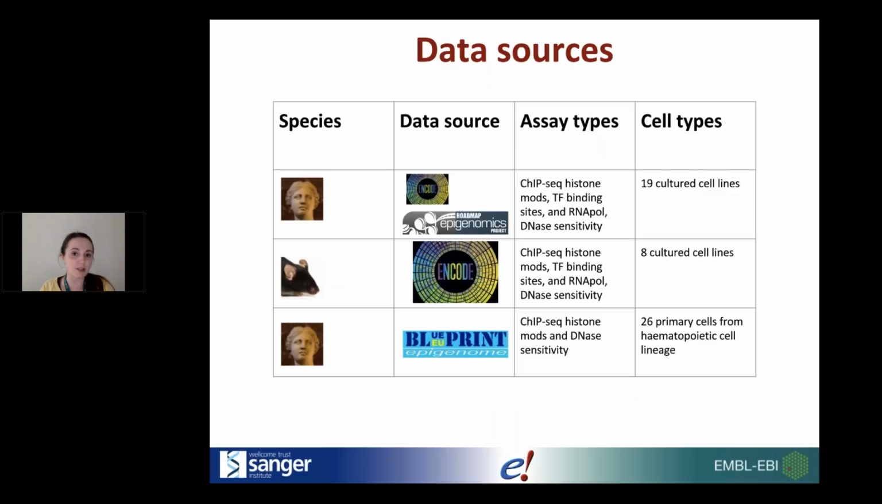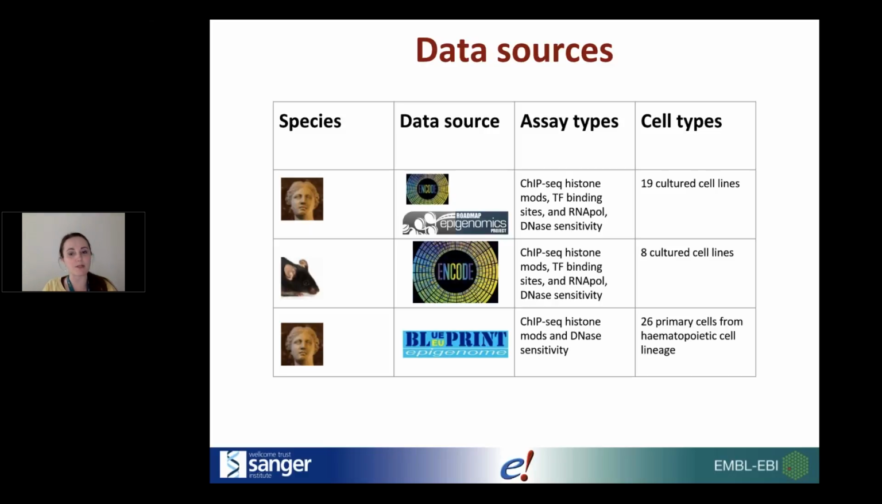So we have ChIP-seq, histone modifications, transcription factor binding sites, and RNA polymerase and DNA sensitivity available. And we have this for 19 cultured cell lines for ENCODE and Roadmap Epigenomics. So these were massive international projects where there were lots and lots of these kinds of experiments done on different cultured cell types.